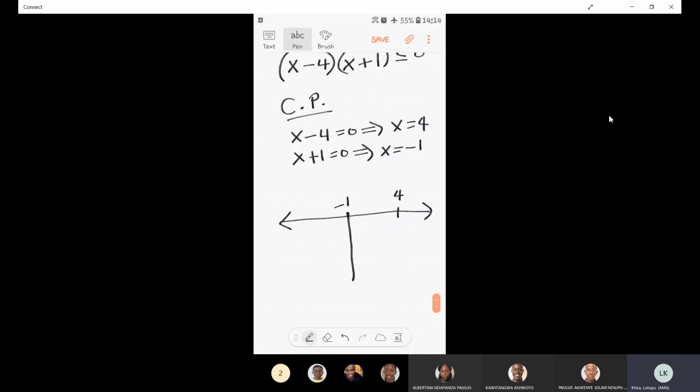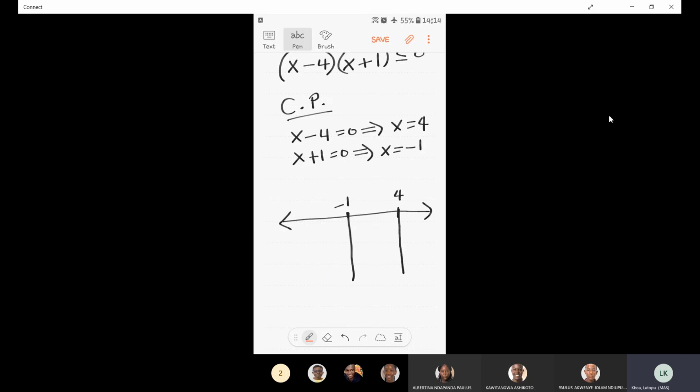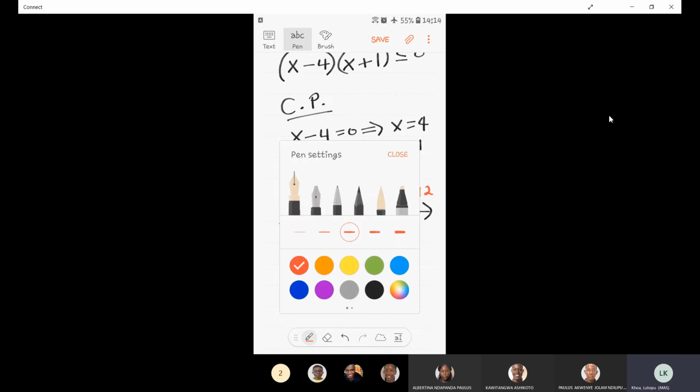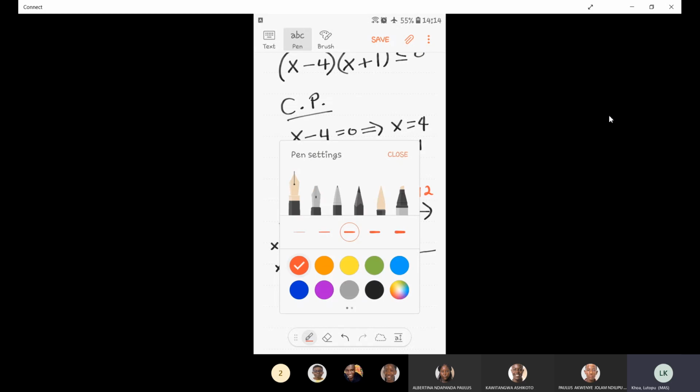You extend the number line to create a table, and then you pick a representative from each of the regions. So the first region, just any number that is less than -1. Let's say -5. In the second region, you want a number that is bigger than -1 but less than 4, so 0, for example. And in the third region, you want a number that is bigger than 4, let's say 12. Then you put your factors. You have x minus 4, x plus 1.